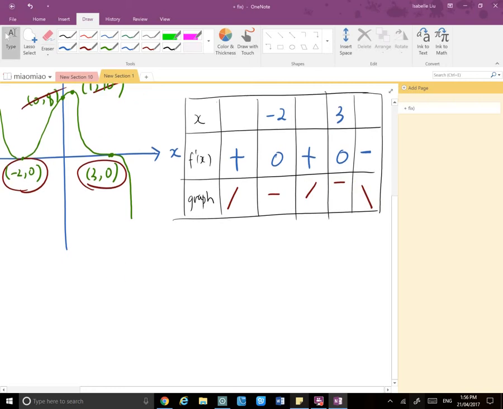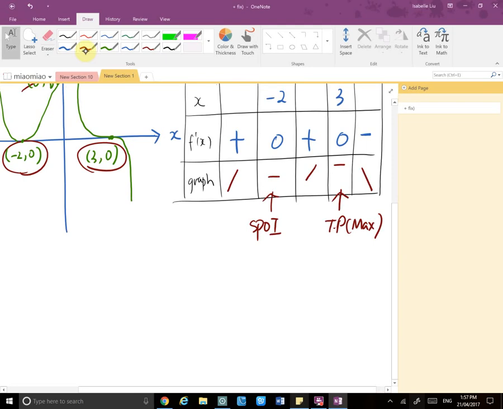Can you see that -2 gives you a stationary point of inflection and the point 3 gives you a turning point and it's a maximum turning point? Okay, if I sketch this graph, it must look like that.